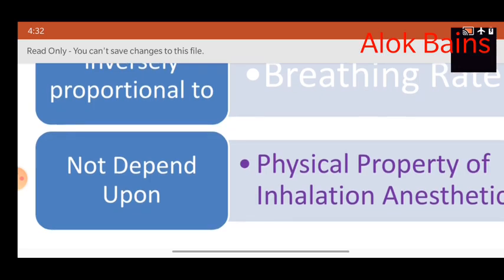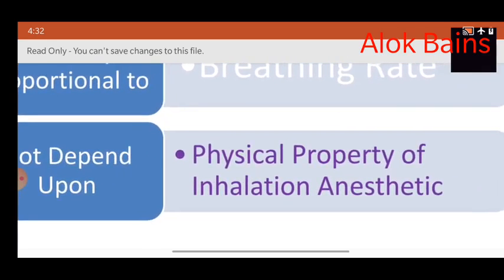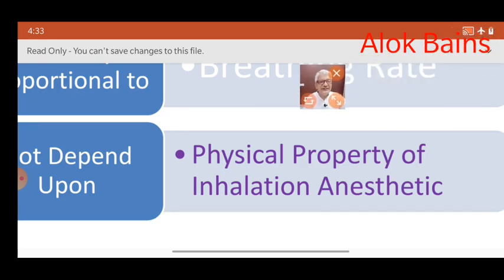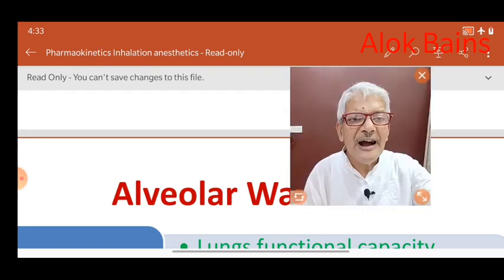And last point is factors that have no effect on alveolar wash-in. These are the physical properties of inhalation anesthetics. Inhalation anesthetics' physical properties will not affect the rate of alveolar wash-in. So, first point, we understood what is the alveolar wash-in. Now we will try to understand about the blood uptake.